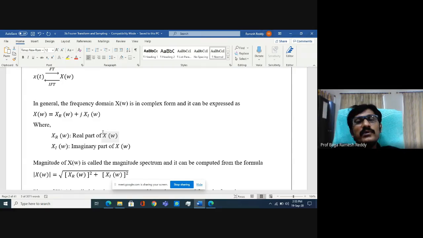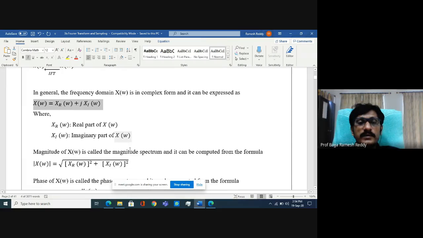Spectrum is a Latin word which is used for image representation. That image may be in the form of magnitude value, or phase, that is angle. Magnitude is amplitude, and this is the phase angle. Complex things are represented like this: X of omega is equal to real part plus j into imaginary part, where Xr of omega is the real part of X of omega, and Xi of omega is nothing but the imaginary part of X of omega.